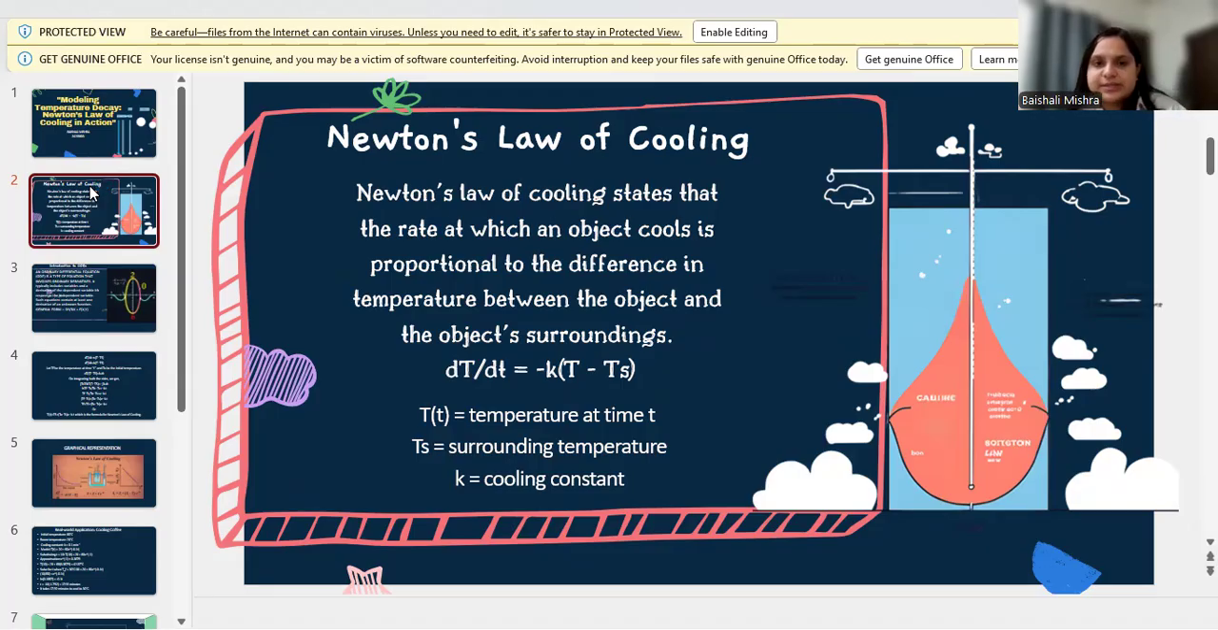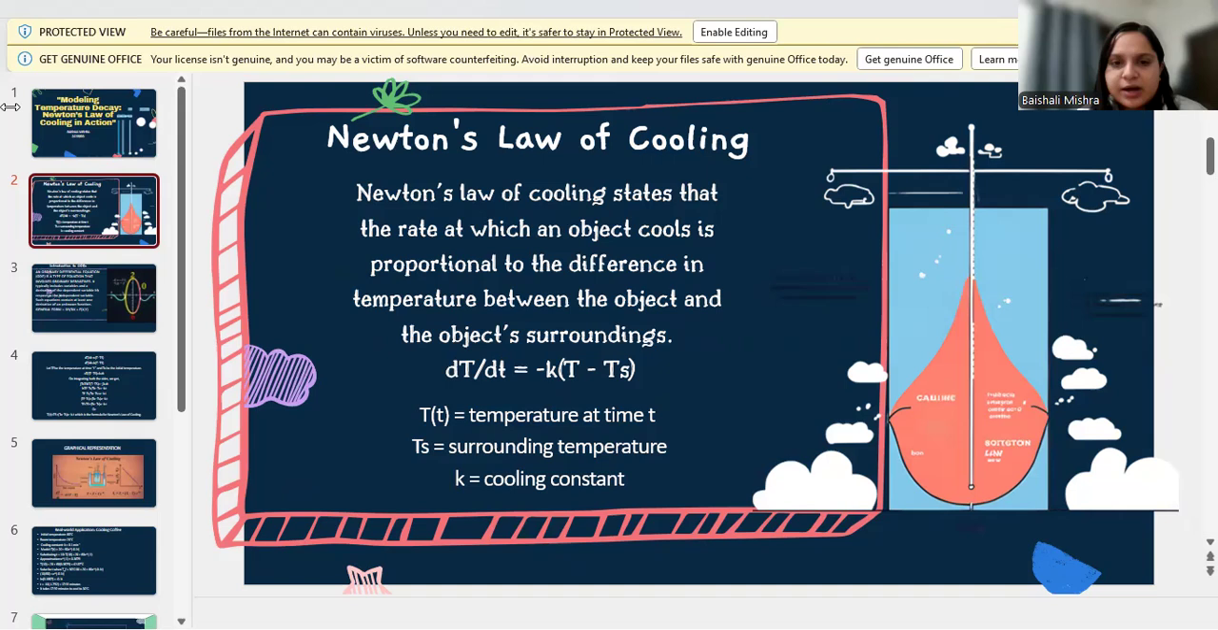So here we will see the statement of Newton's law of cooling, and I expect everyone to note it down. Newton's law of cooling states that the rate at which an object cools is proportional to the difference in temperature between the object and its surroundings. As I explained with the example of the coffee, it cools faster at first, but as the temperature difference gets smaller, the cooling slows down.